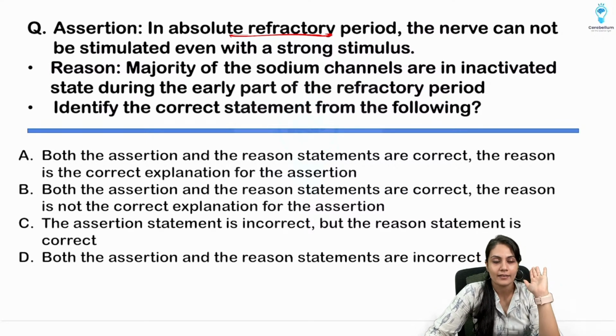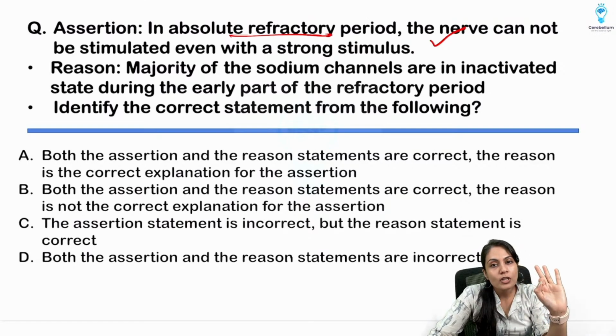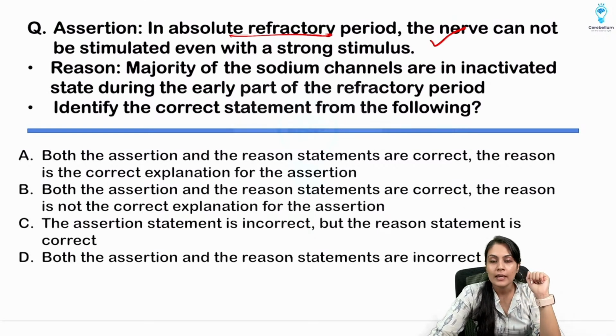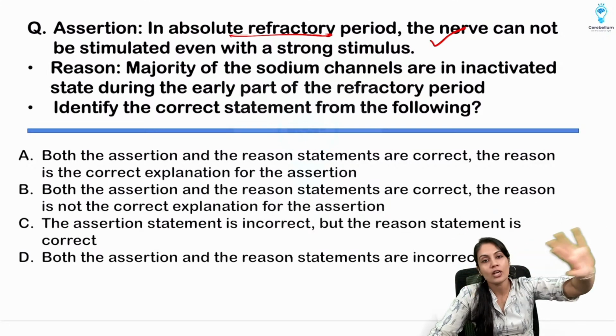He is still refractory. Okay, so absolute refractory period, that means it is true that no matter how strong the stimulus is, there will be no response. So that means this statement is correct. What about the reason? Majority of sodium channels are inactivated. That's true. As soon as we fall in the ARP, what happens? As soon as we reach the spike potential, most of the channels are inactivated.